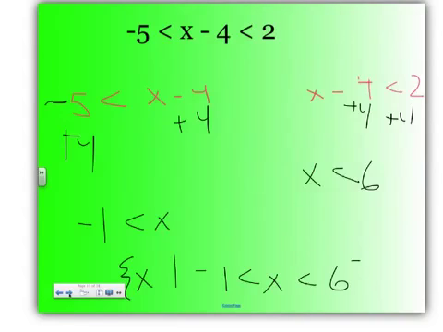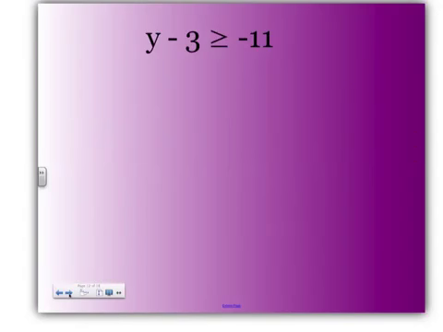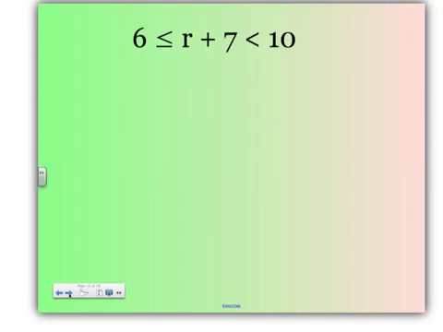The other way I could have done that is simply starting at the top and add 4 here, but then I add 4 to all sides. And I'll end up with negative 1 is less than x, which is less than 6. So hopefully that made sense. So go ahead and give this one a try. When you're done with that, go ahead and give this one a shot.